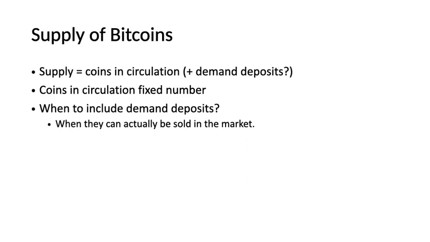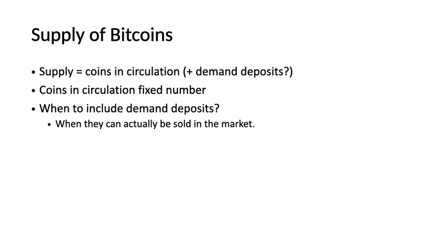So let's look at the supply of Bitcoin. The supply is going to be the coins in circulation, plus sometimes the demand deposits, but not always. Now the coins in circulation will eventually hit 21 million and will stay fixed. That number is set in the Bitcoin rules when it first rolled out, and it will reach that number and will not mine anymore.